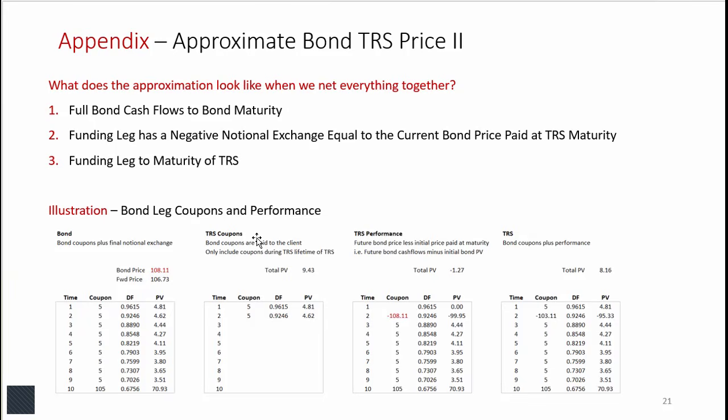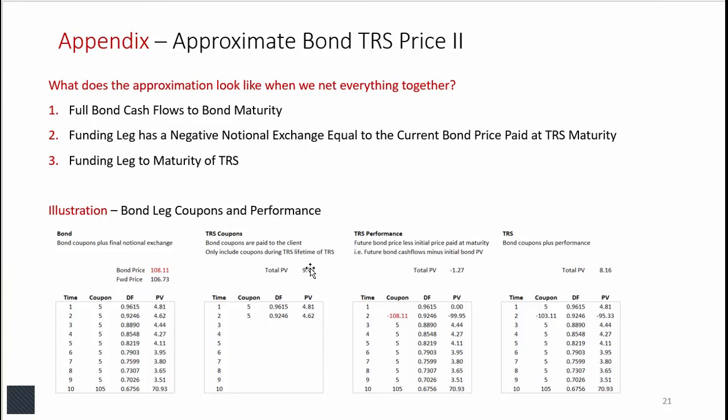Now, if we had a TRS for 2 years, paying annual coupons of 5, and you wanted to price just the coupon part, we'd just do some discounting. We would scale our coupons of 5 by the discount factor, get a PV, and sum up all the PVs for each of the coupons, 9.43.